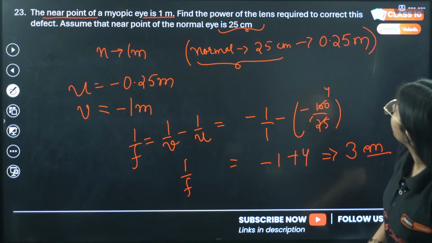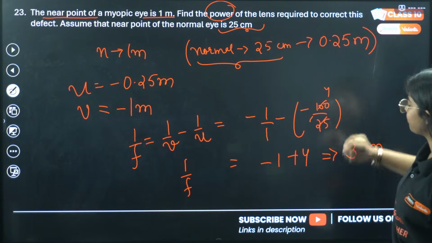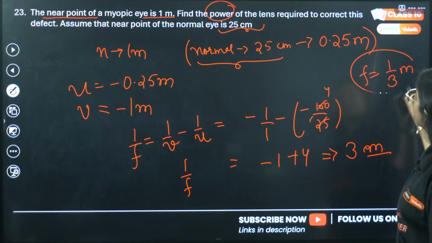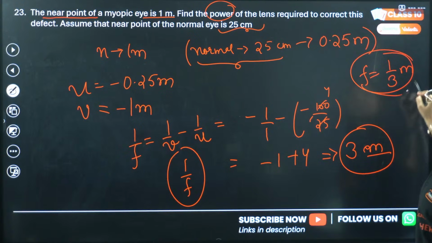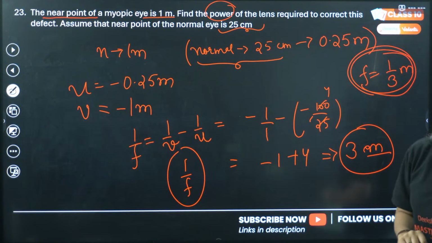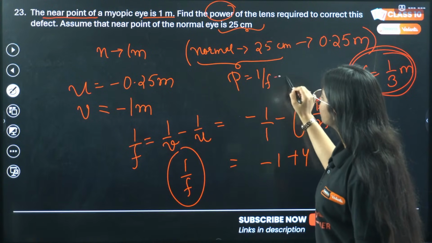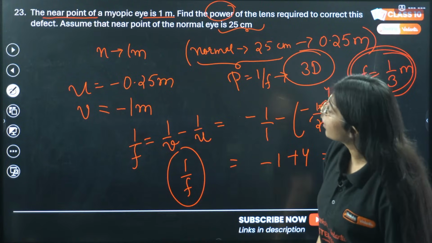And we need to find what? We need to find the power. So focal length here is 1 by 3 meter. This is 1 by f, so f is 1 by 3 meter, and then power will be 1 by f, which will be thus 3 diopter, correct? Everyone understood the question?